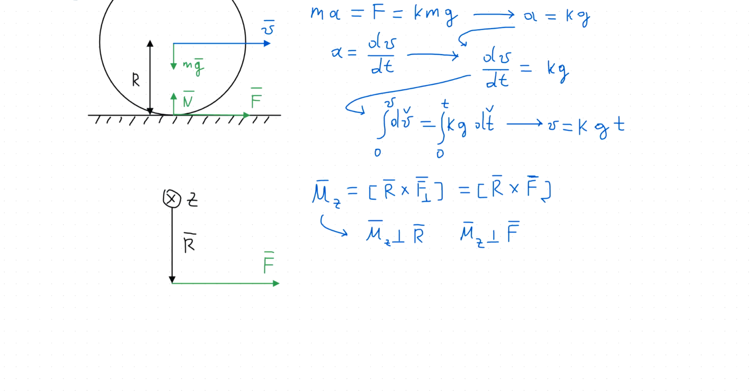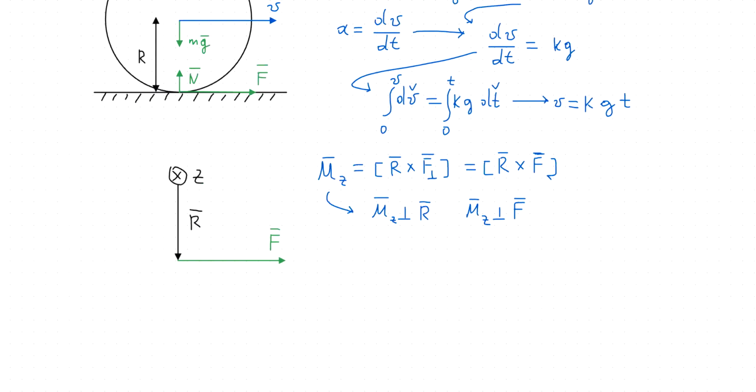Left one. No, these both are correct, but I mean that MZ will be perpendicular to the screen according to these two conditions. But perpendicular to the screen may be from us and maybe to us. So what should we choose? To us. Why?